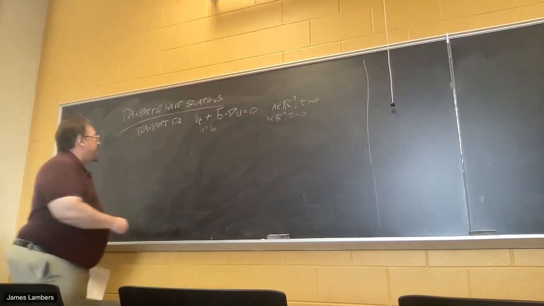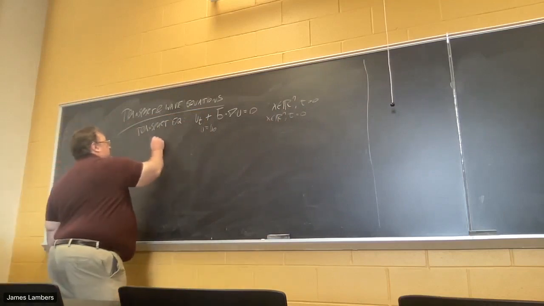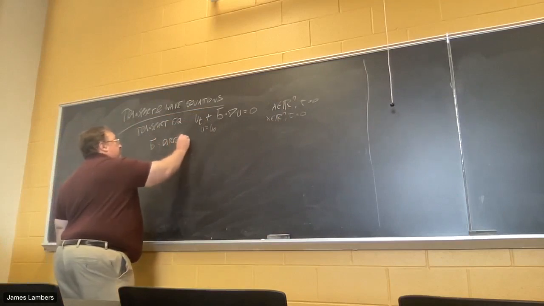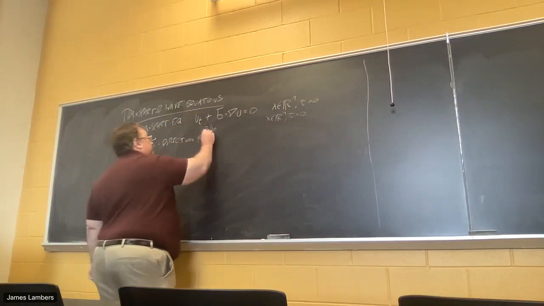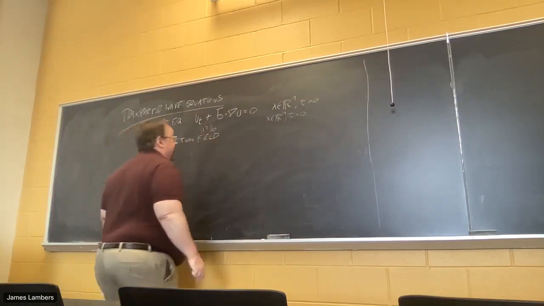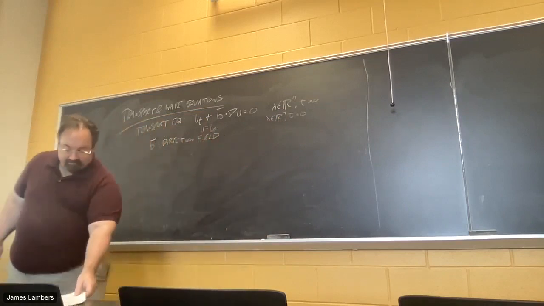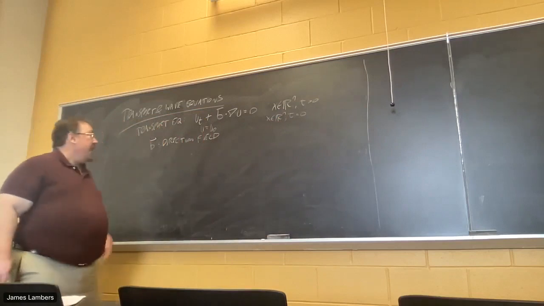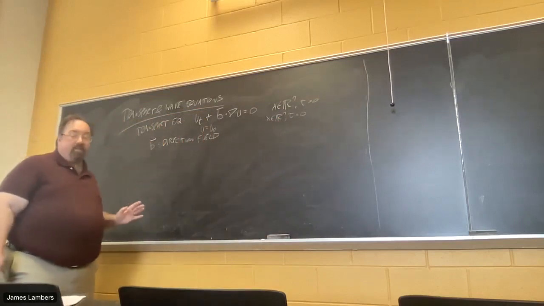Now this vector B is called a direction field. So it indicates the direction in which the initial data is going to propagate. And we're going to assume it's a constant vector.